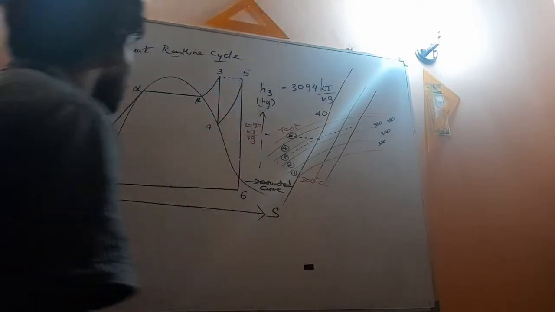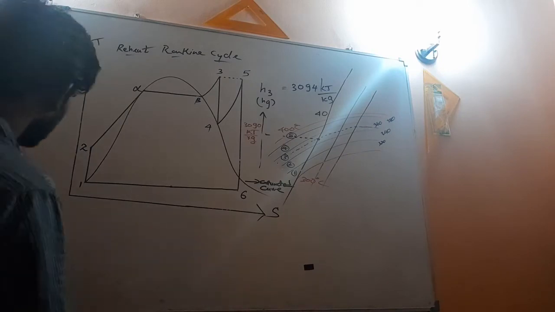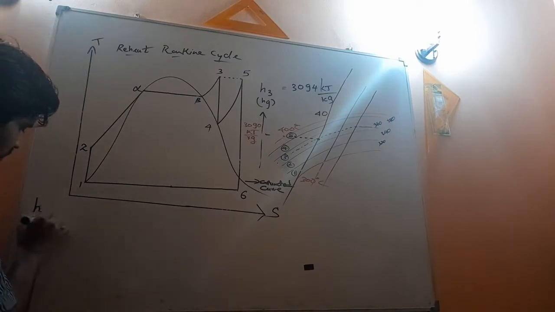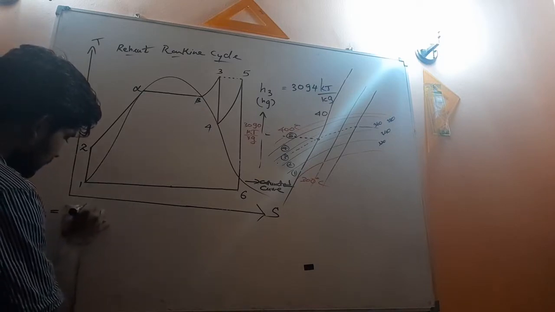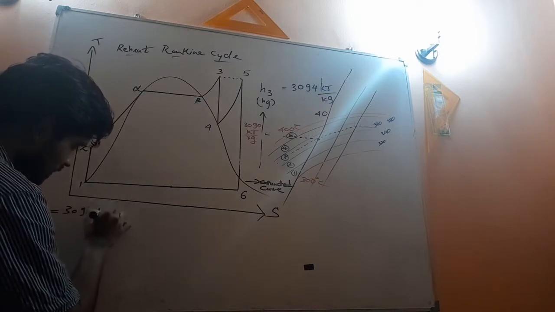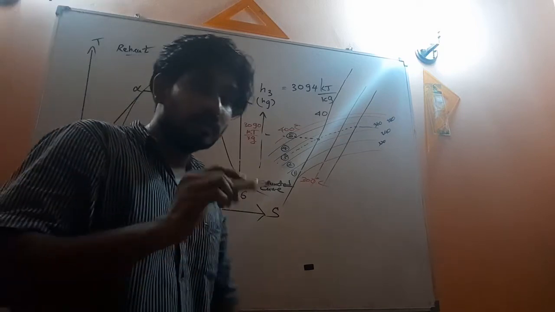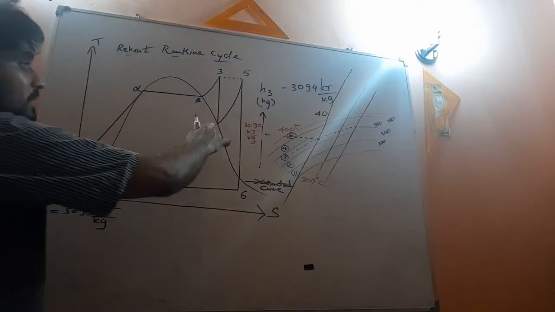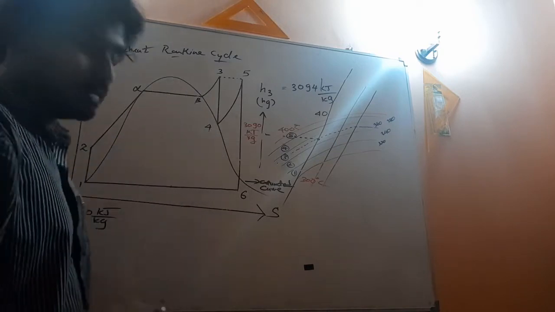So now somewhere I will write what is my H3 now. So my H3 is 3090 kilojoules per kilogram, right? So now you have to find what is the enthalpy at the final stage of the first turbine.